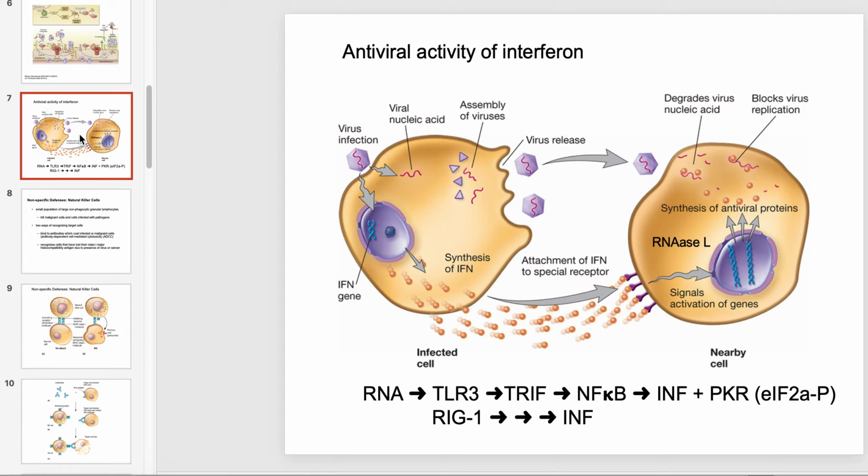One of the important components of the innate immune response is the activity of interferon. I should back up, actually.